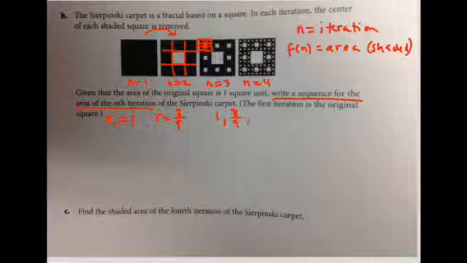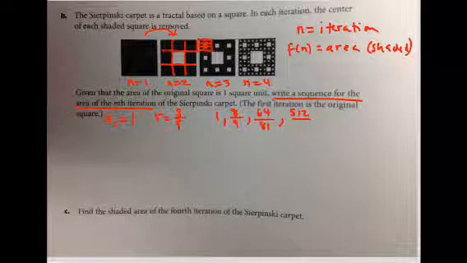So for the sequence, we start with 1. 1 times 8/9 is 8/9. 8/9 times 8/9 is 64/81. And 64/81 times 8/9 is 512 over 729. Again, just use a calculator. And keep going.